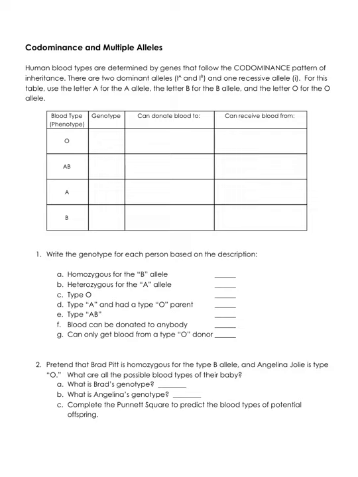So if you have type O blood, the only genotype that's possible is capital O, capital O. If you have type AB blood, your genotype is AB. If you have type A blood, you could be AA and have two copies of the A allele, or AO and have an A allele and an O allele. And then for B, you can have two copies of the B allele in your genotype, or you can have a copy of the B allele and a copy of the O allele.